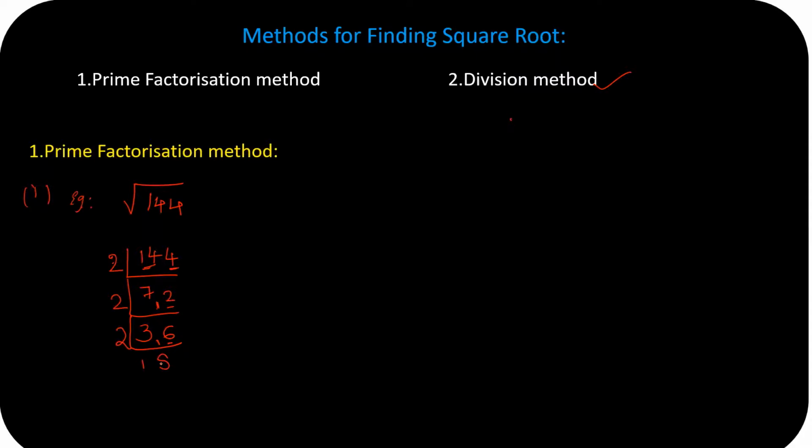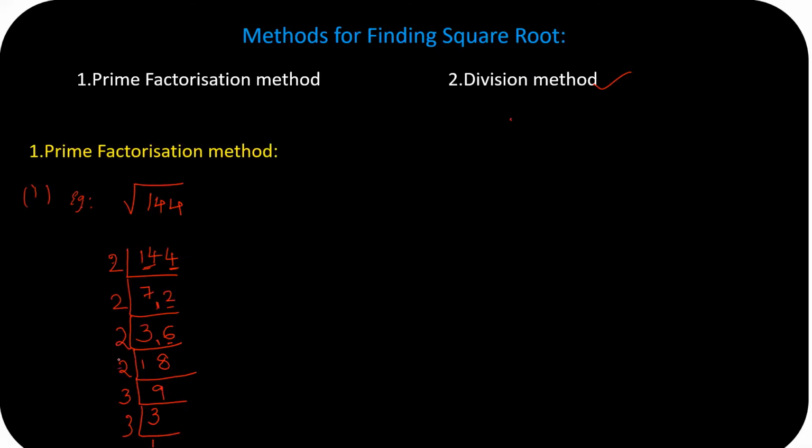2 eights are 16. Next, in the 2 table, we will get 18, right? So I'll take 2. 2 nines are 18. Done. Next, can I take 2 here? No, because 9 will not come in the 2 table. So I'll take 3 because 9 will come in the 3 table. So 3 threes are 9. Last, 3 ones are 3.